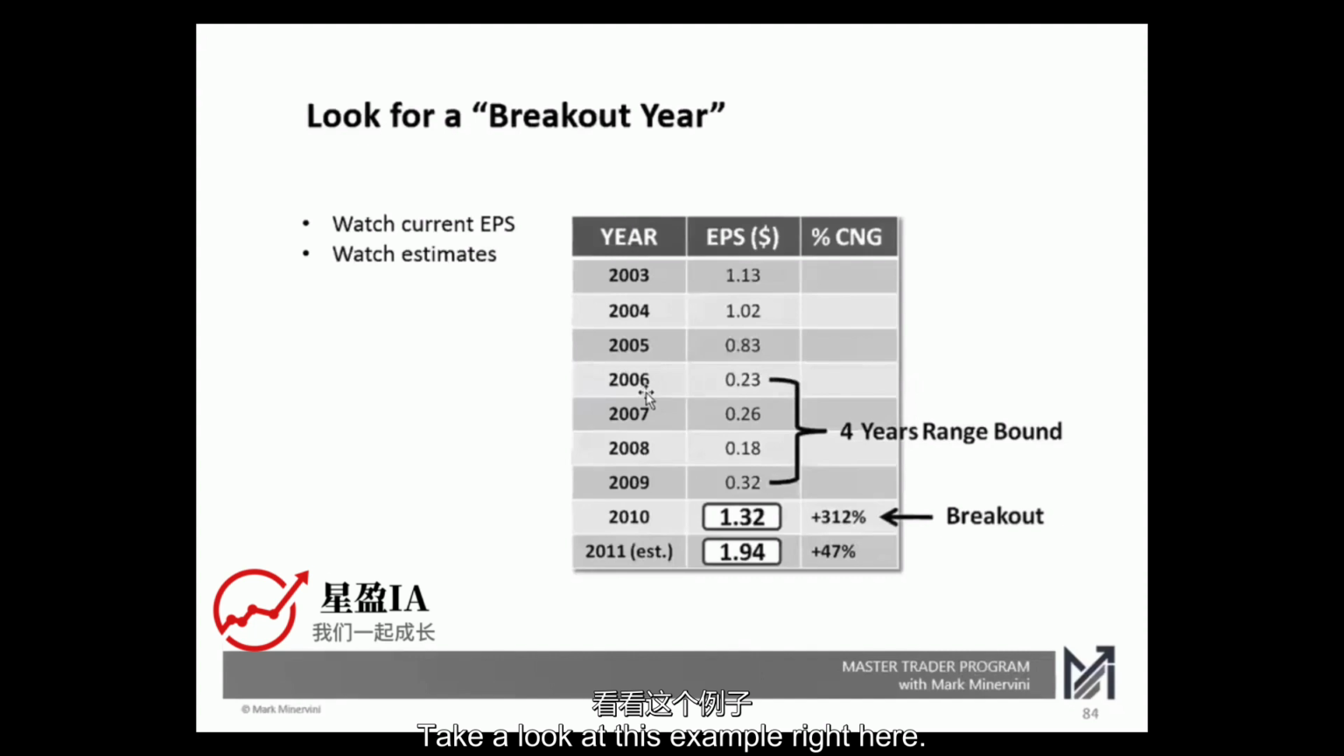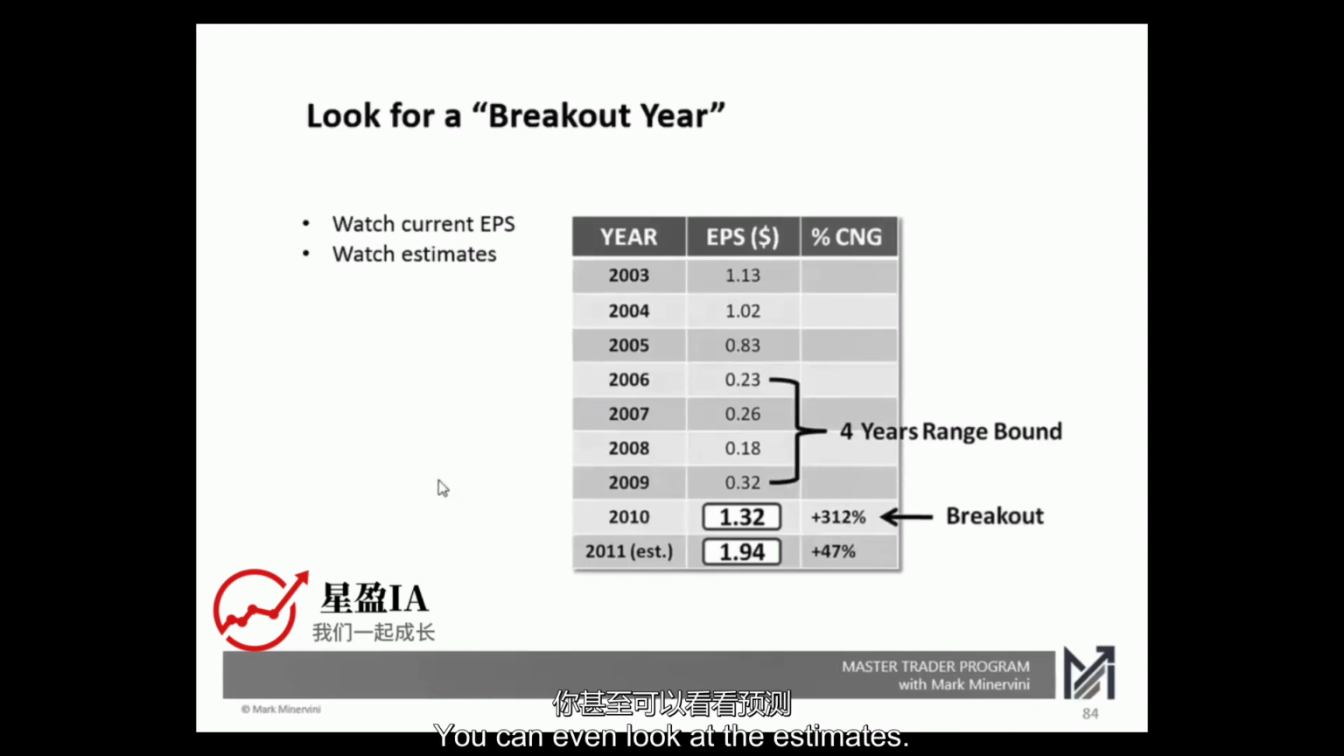So take a look at this example right here. 2006, 23 cents a share. 2007, 26. 2008, down a little bit, 18. 2009, 32 cents a share. Not much, right? For 4 years, it's basically range bound. And then all of a sudden, boom, $1.32, up 300%. And the estimate for the next year is up 47%, which still could be conservative. That's a breakout year. And you're going to find a lot of stocks.